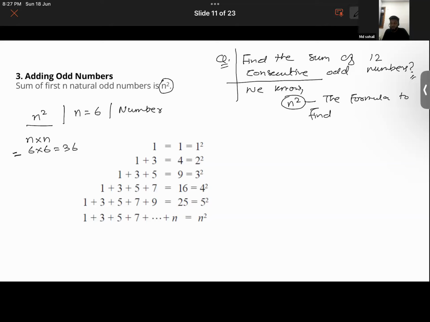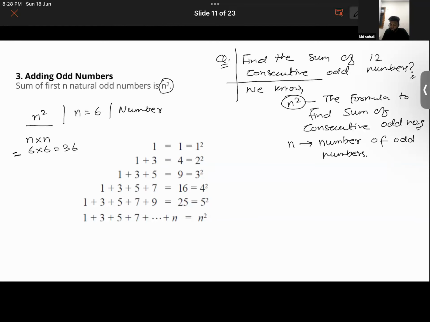So you see, we are solving this question here. We know that n square is the formula to find the sum of consecutive odd numbers. And n represents the number of odd numbers. So what is the number of odd numbers given in the question, Ahmed? The number of odd numbers are 1357. 1357. Where are you looking here, Ahmed?